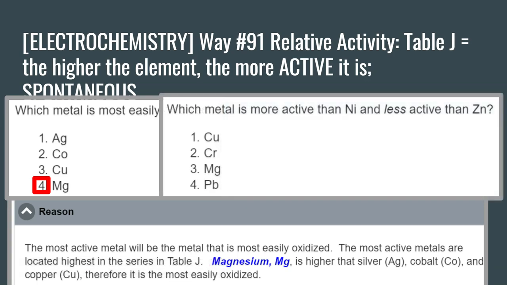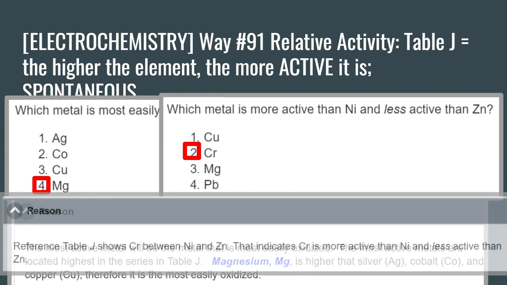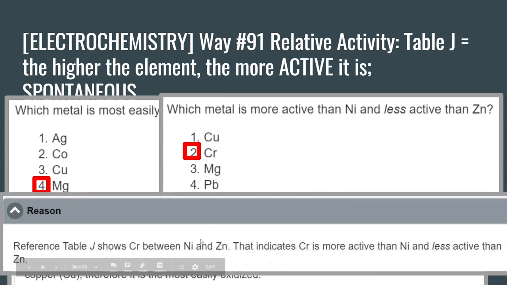Next question, which metal is more active than nickel and less active than zinc? So again, look at the answer choices and figure out which one of these is more active than nickel but less active than zinc. Essentially, we're looking for an element that is above nickel but below zinc on the table. And the only one that fits that category is chromium. If you look on table J, chromium is sandwiched in between nickel and zinc. Therefore, chromium is more active than nickel but less active than zinc.